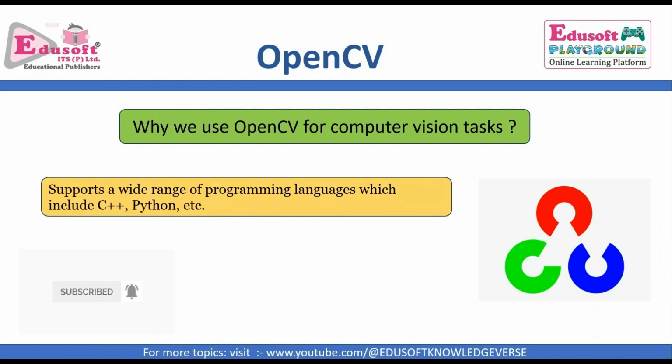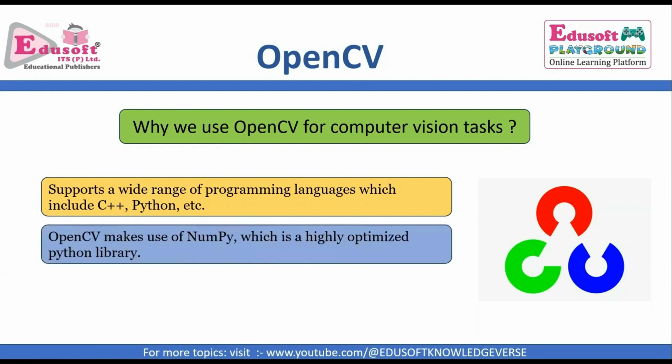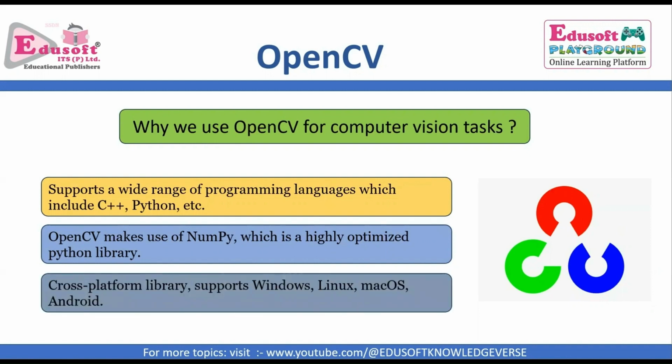Because it supports a wide range of programming languages, which include C++ and Python. OpenCV makes use of NumPy, which is a highly optimized Python library. It is a cross-platform library. What does that mean? That it supports Windows, Linux, Mac OS, Android, and iOS.